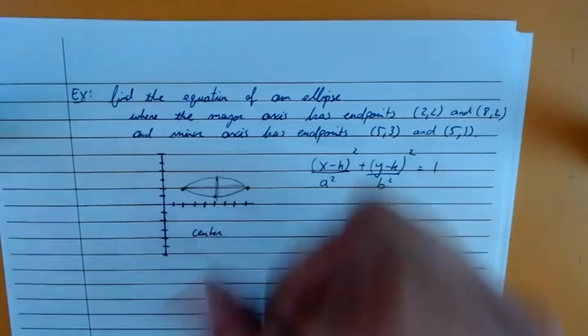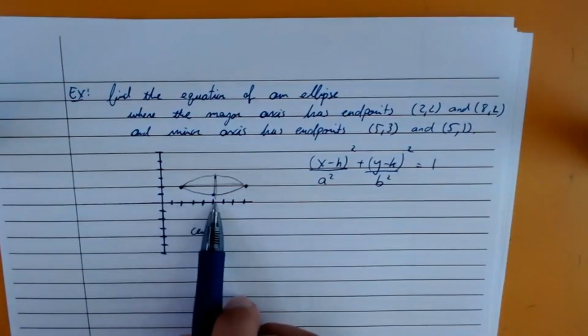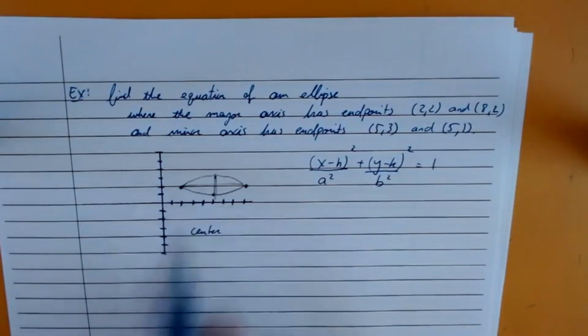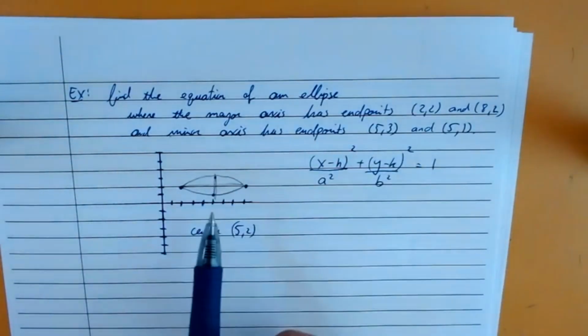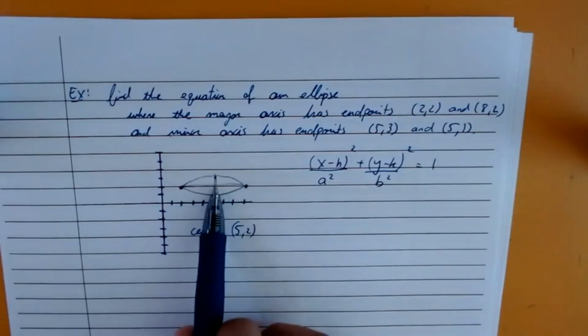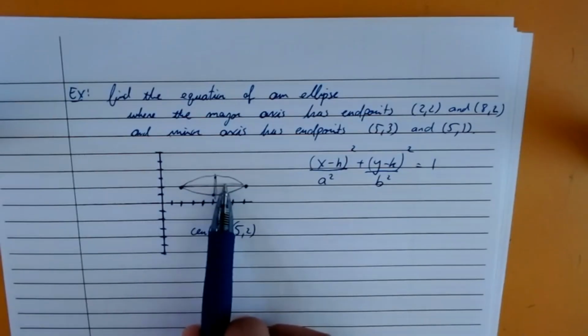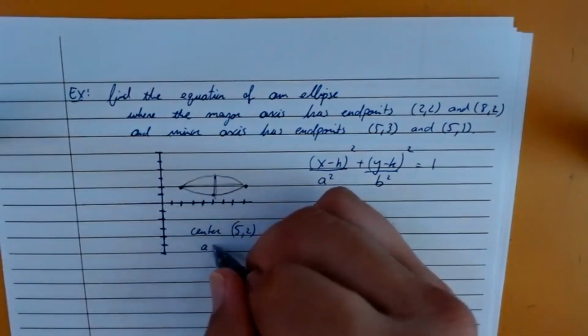Now, if you do have your illustration, of course, you can always just count off, right? 1, 2, 3, 4, 5, up 1, 2. Either way, my center is at (5, 2). Once I have that, finding a and b are simple. The major axis, well, that's the longer one. To go from (5, 2), we need to go in either direction. We'd go 1, 2, 3 steps to the right, or 1, 2, 3 steps to the left. Either way, our value of a must equal 3.